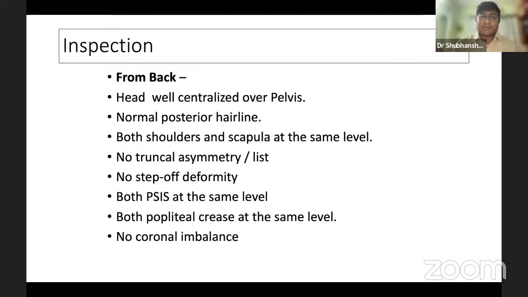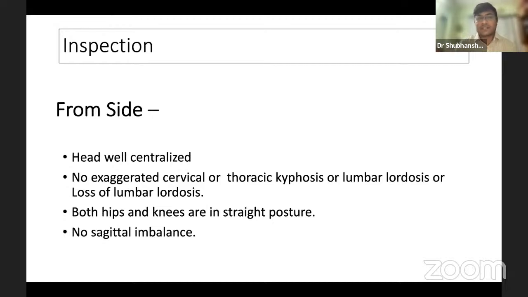On inspecting from the back, head is well centralized over pelvis, normal posterior hairline, both shoulder and scapula at the same level, no truncal asymmetry or list, no step deformity, both PSISs at the same level, both popliteal creases at the same level, no coronal imbalance. From side, head well centralized, no exaggerated cervical or thoracic kyphosis or lumbar lordosis or loss of lumbar lordosis. Both hip and knee are in a straight posture, no sagittal imbalance.